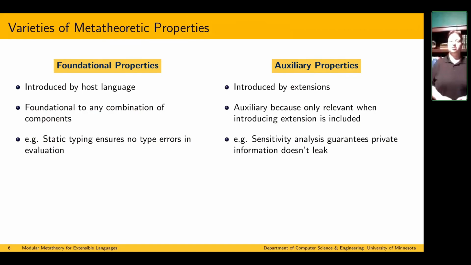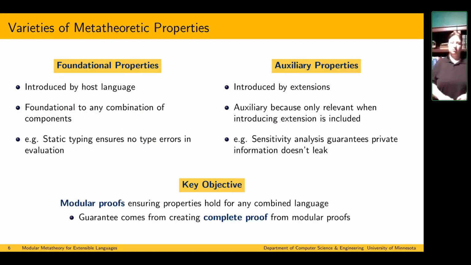These are auxiliary because they're only relevant when the extension introducing them is included in a combined language. So our information security extension would introduce a property that its sensitivity analysis does guarantee there isn't any private information leakage.